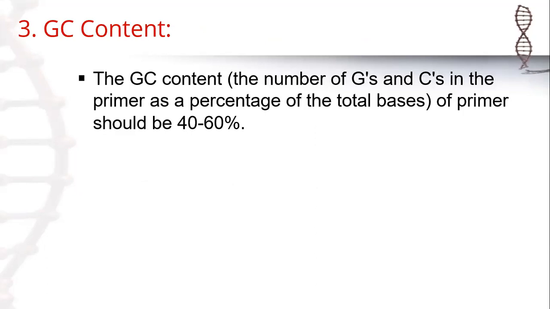The third factor we consider is the GC content. The GC content is the number of guanine and cytosine in the primer length as a percentage of the total bases, and that should be around 40 to 60% of your total primer length. If your forward primer is 20 base pairs and the total number of GC is 10, that shows 50% GC content. So this should be around 40 to 60% of your total primer length.